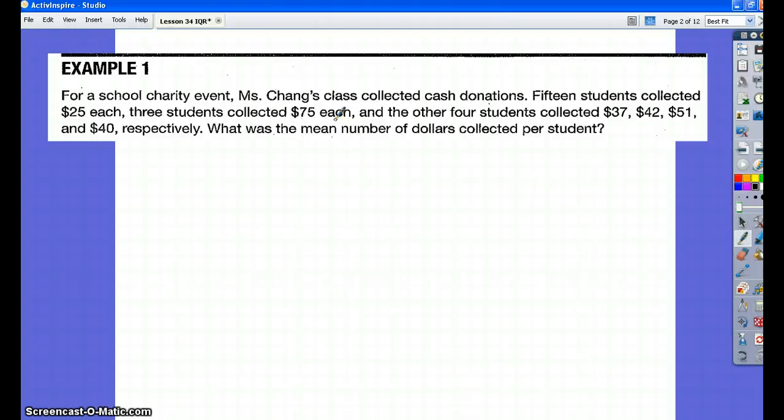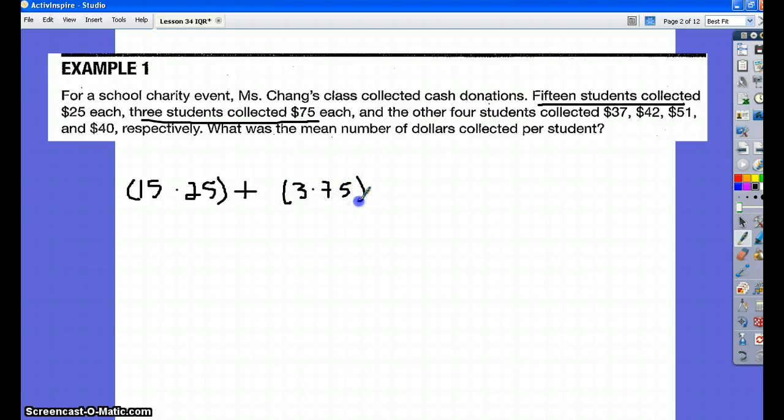Well, for that, you're just simply adding up and dividing. So since 15 students collected $25, we're going to put 15 times 25, plus 3 students collected $75, so it's going to be 3 times 75, plus 4 other students collected 37, plus 42, plus 51, plus 40.